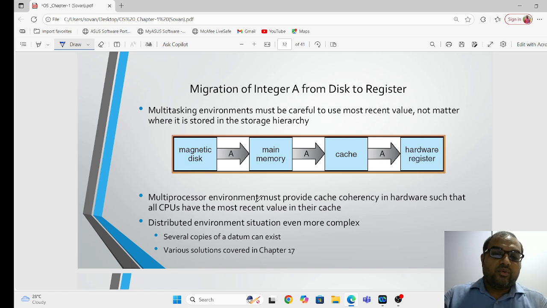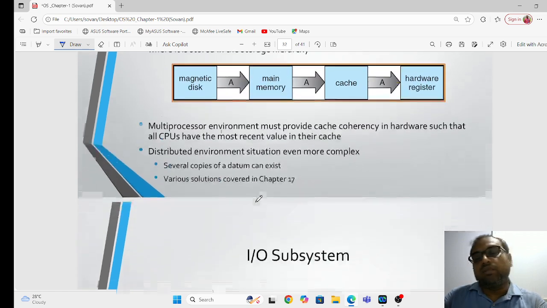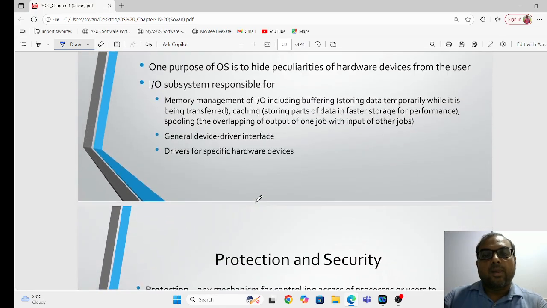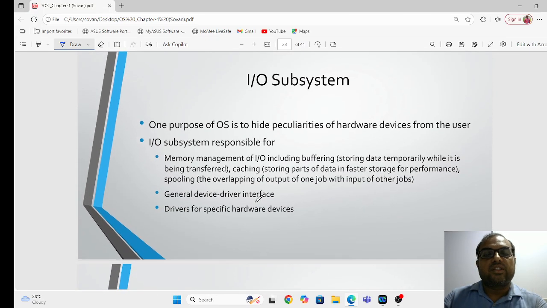The multiprocessor environment is also important for providing cache coherence, essentially in hardware, such that all the CPUs have the most recent value in their cache. Distributed environment situations are even more complex, because several copies of a datum can exist, and we will cover the various solutions in other chapters. And there are I/O subsystems.